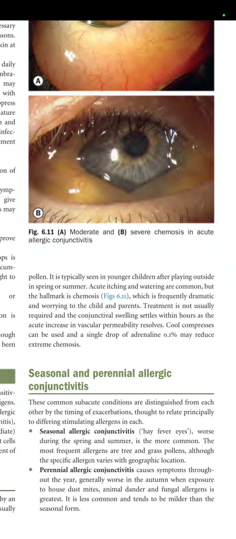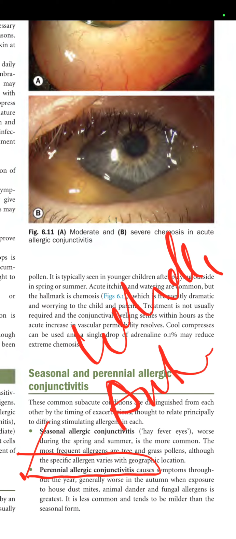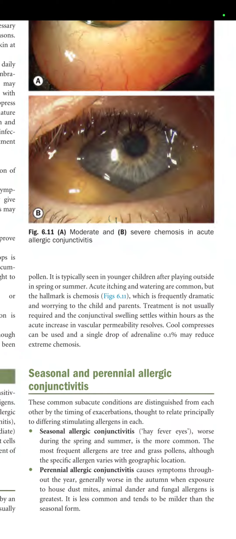Perennial allergic conjunctivitis causes symptoms throughout the year, getting worse in autumn when exposure to dust, house dust mites, animal dander, and fungal allergen is greatest. It is less common and tends to be milder than the seasonal form. So, perennial allergic conjunctivitis basically occurs throughout the whole year, but it is worst in autumn. And it is allergic to house dust mite, animal dander, and fungal allergen.